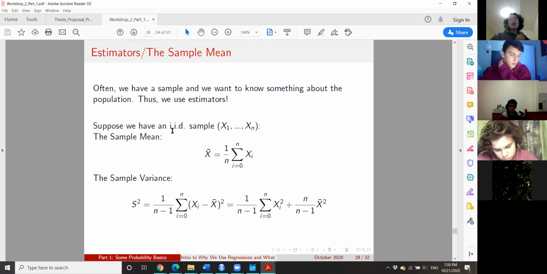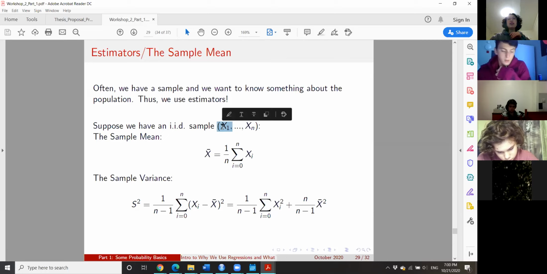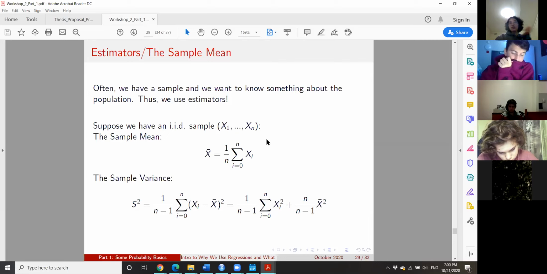Here IID is independent identically distributed sample, and what this basically means is that each of these is representing a single sample drawn from the same distribution. And so the sample mean is the average of all of those, which is really intuitive. The sample variance is actually not 1 over n, as you'd think. It's 1 over n minus 1, and we're not going to get into precisely why that is. You can do some computations to see why, but it has to do with the bias, which we'll get into later.